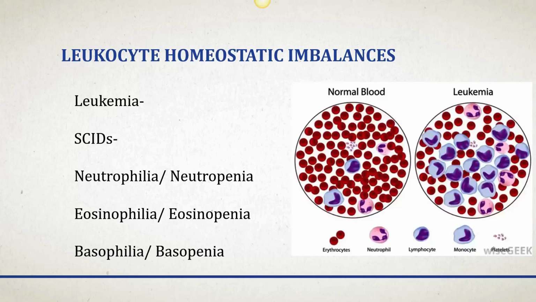Neutrophilia is too many neutrophils. That's usually in the case of bacterial infections. Neutropenia is not enough neutrophils. Eosinophilia is too many eosinophils. Eosinophilia can be a sign of a parasitic infection. Eosinopenia is not enough eosinophils. Basophilia is an excessive number of basophils that can be present during times of allergic reactions. Basopenia is not enough basophils or too few basophils. All of the philias can also indicate types of leukemia.